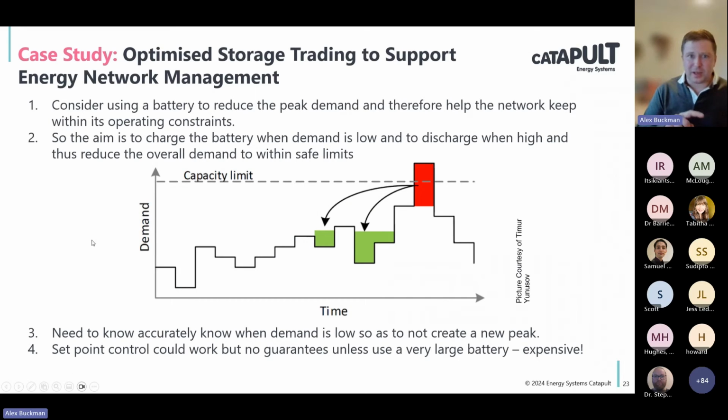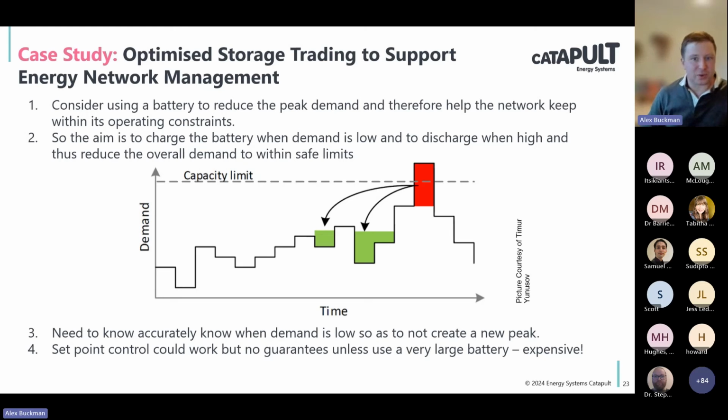To put it in a more tangible example, imagine a battery placed within a distribution network, with hundreds of downstream domestic properties and a few small non-domestic buildings. There's headroom capacity on the downstream network, going towards the loads and the buildings, but the upstream network has insufficient capacity to meet the full demand. The aim here is to charge the battery when demand is low, reducing overall demand on the network to within safe limits. So we need to know when demand will be low and when it will be high, which is a function of many factors that we've talked about so far.